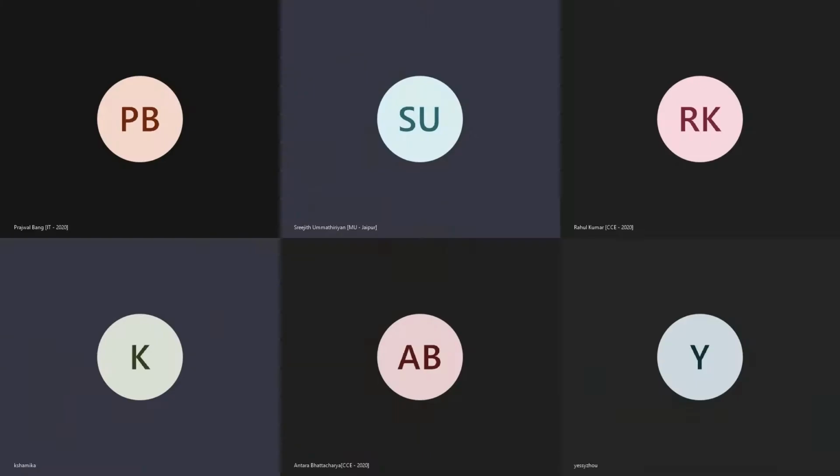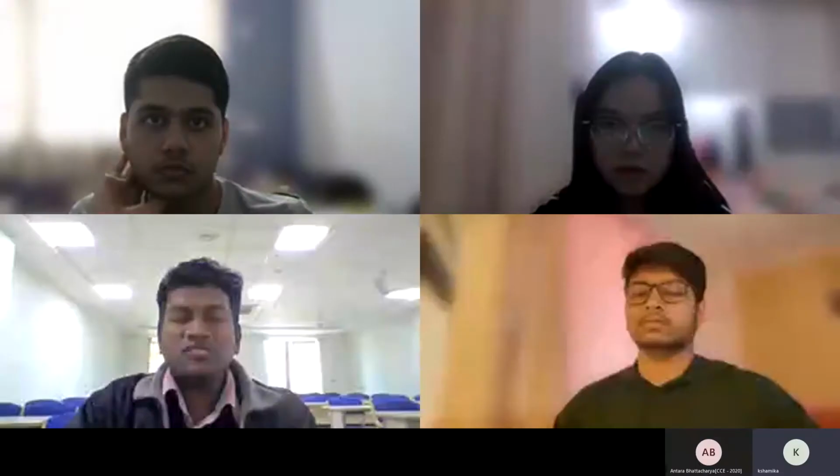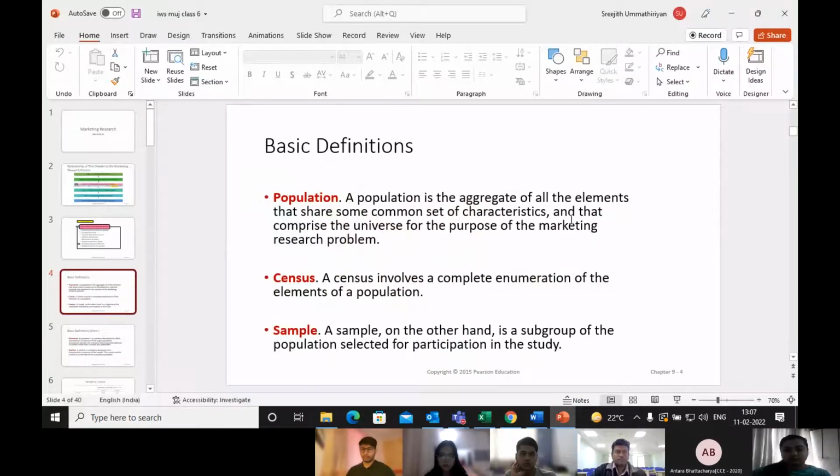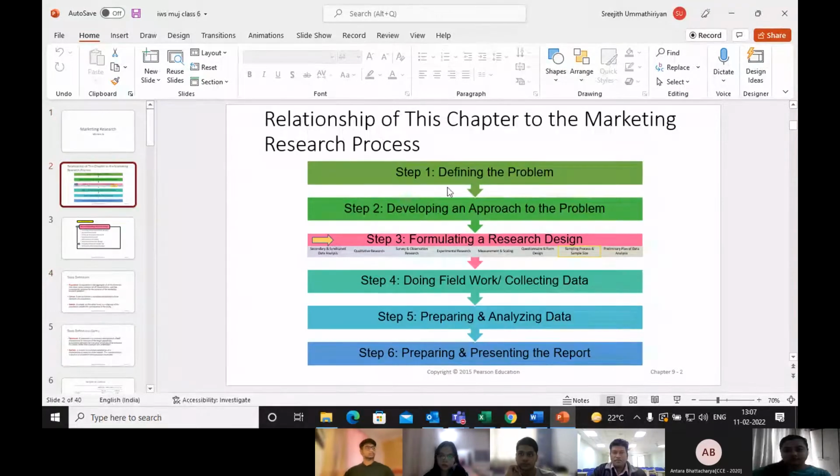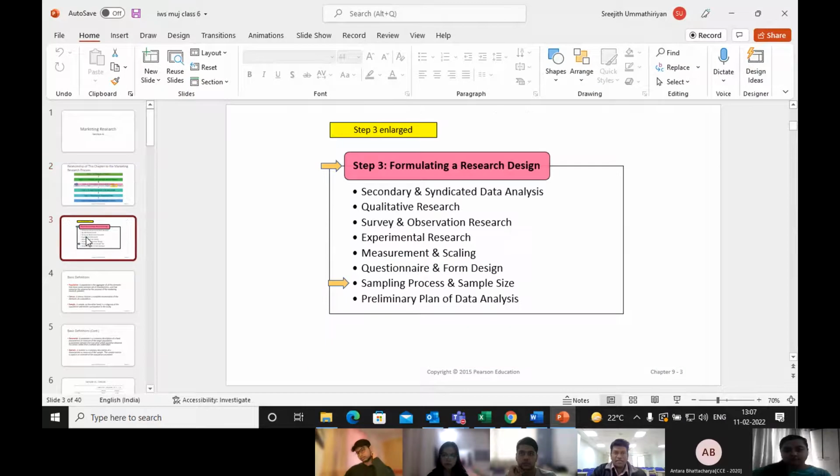All right, so in the previous session, just for continuity's sake, we were on problem definition, developing an approach to the problem, and formulating a research design. And then we looked at secondary data analysis, qualitative research, survey and observation research, experimental research, measurement and scaling, questionnaire and form design. And now we look at sampling process and sampling size. So this class, we're going to be looking at sampling process and sampling size.